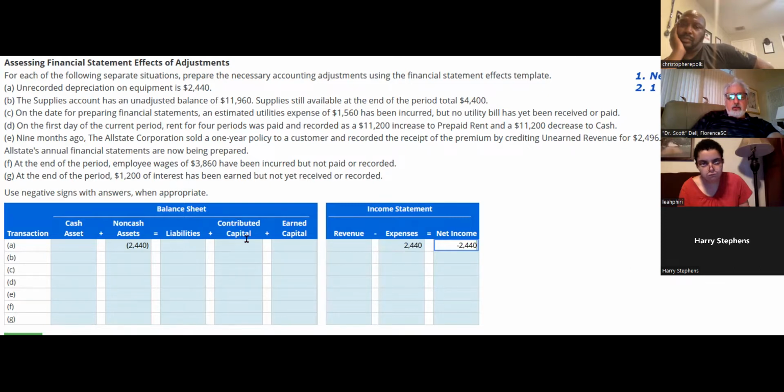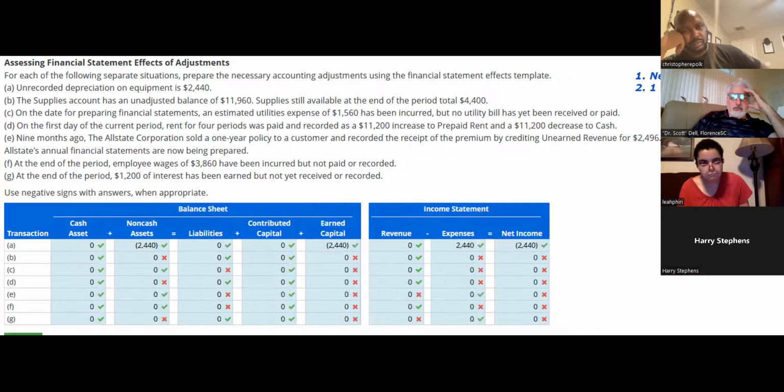Wouldn't it be contributed? Well, is it contributed by owners and investors, or is it earned from operations? Okay, well, it's depreciation. Yeah, I see what you mean. It's operations, you bet. So negative 2,440. All right, we'll go down there and double check to make sure it's right. Looks like a good answer.